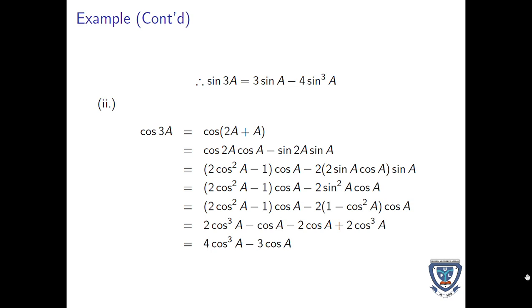For (ii), cos 3A will be split into cos(2A + A), and the trig identity for cos(2A + A) is cos 2A cos A minus sin 2A sin A. And when you evaluate properly, you're going to have 4 cos³ A minus 3 cos A.